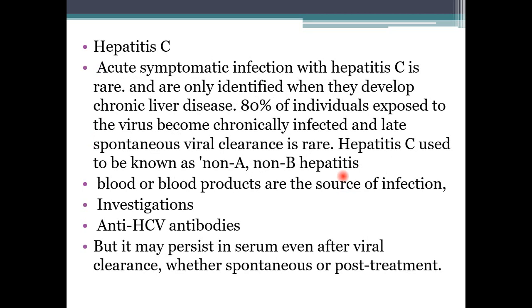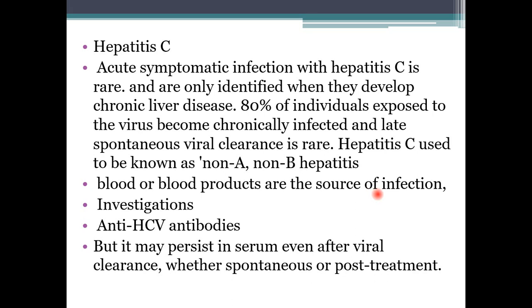Now hepatitis C, it's very important. Hepatitis C, we call it post-transfusion hepatitis. Acute symptomatic infection with hepatitis C is rare. We rarely see acute hepatitis type C. It may be type B, A, E, D, but type C is very unlikely. Most commonly we see chronic hepatitis with type C virus, and patients are only identified when they develop chronic liver disease.